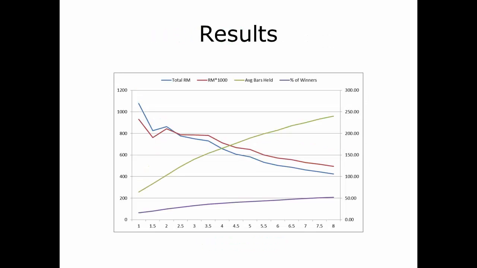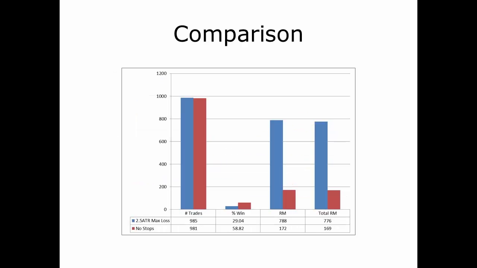The sweet spot that I noticed was probably between 2 and 3 ATR. Those numbers should sound familiar, at least to me they did. And comparing this to no stops, if we do a 2.5 ATR max loss, we have a win rate of 29%, very similar to when we were doing an intraday exit. We have an R multiple of 0.788, which is very good, and a total RM of 776.